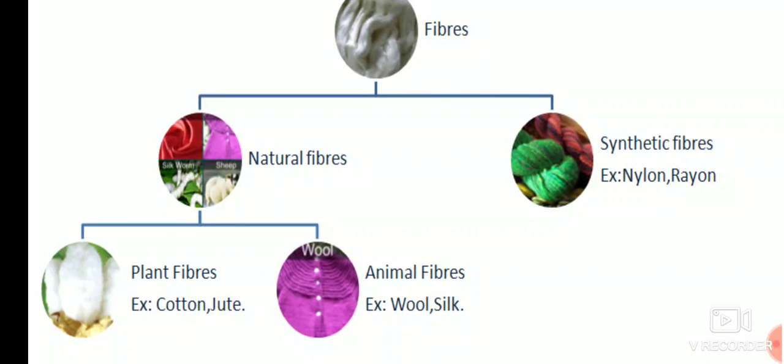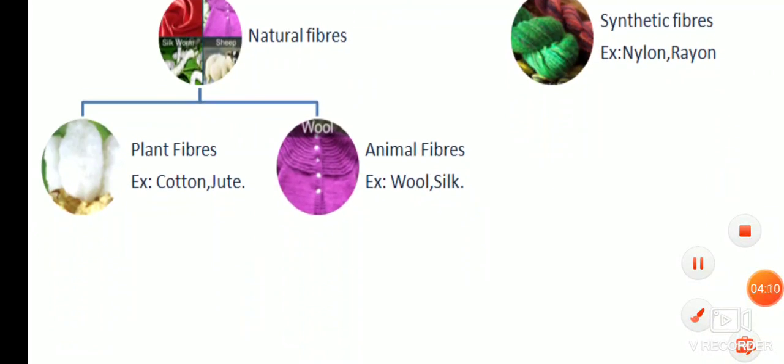So basically fibers are of two types: natural fiber and synthetic fiber. The natural fiber is obtained from natural material like plants and animals, and the synthetic fiber can be made by us in the laboratory.